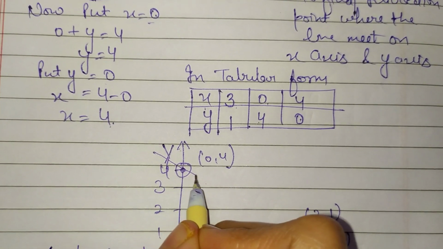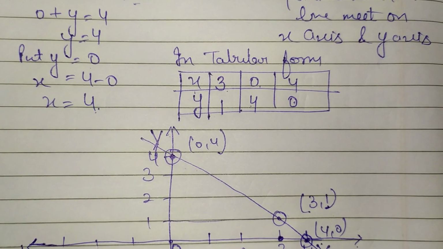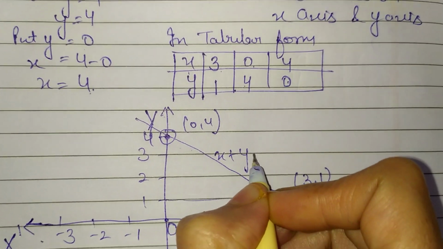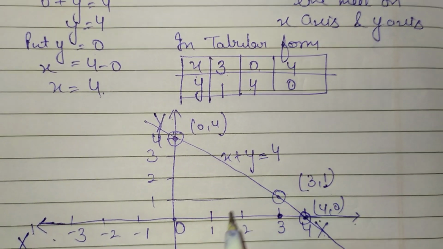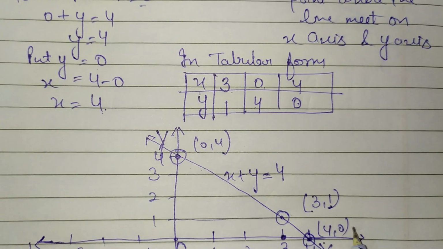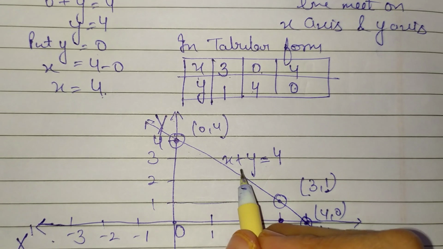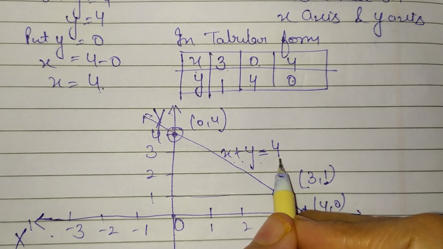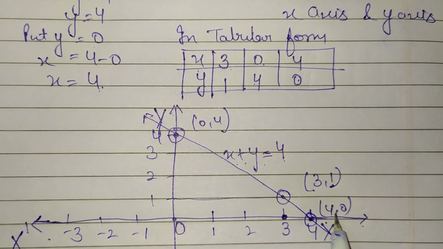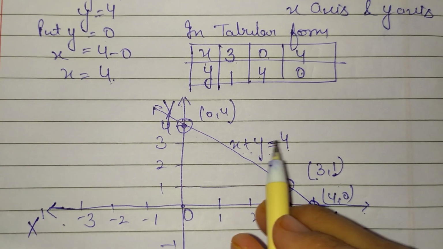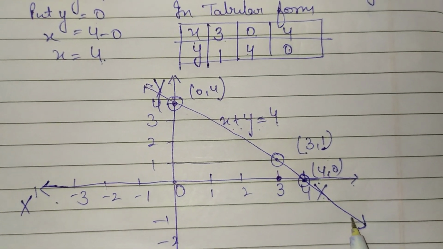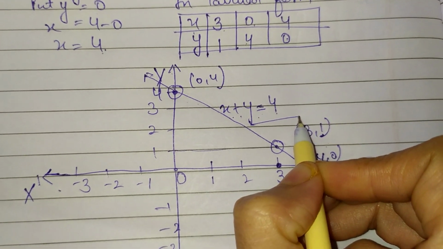Now join these 3 points to get the graph of the given linear equation, that is x plus y is equal to 4. Be careful when you draw any graph. Whenever you draw a graph, you have to write the linear equation x plus y is equal to 4, and any linear equation, and also you have to mention these 3 solutions that you found first. So this is the required graph of the given linear equation x plus y is equal to 4.